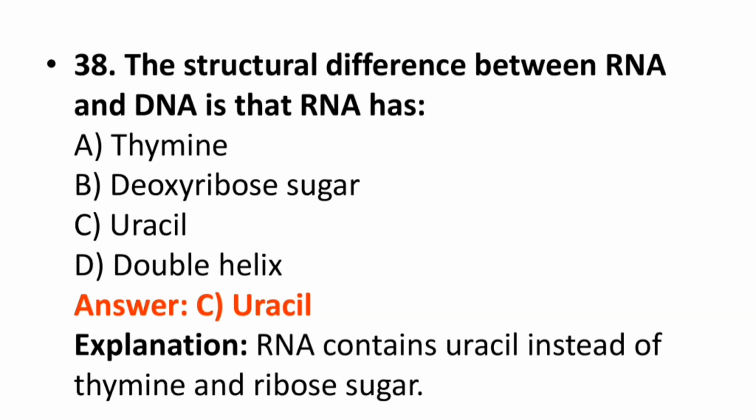The structural difference between RNA and DNA is that RNA has option A, thymine, option B, deoxyribose sugar, option C, uracil, option D, double helix. The correct answer is option C, uracil. RNA contains uracil instead of thymine and ribose sugar.